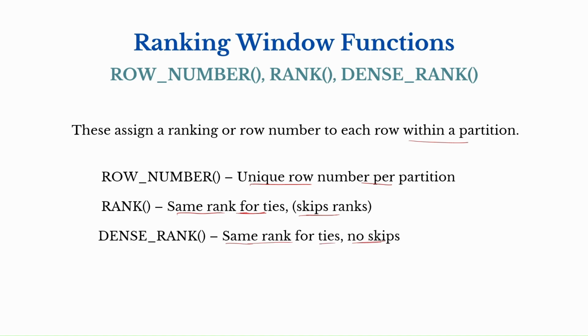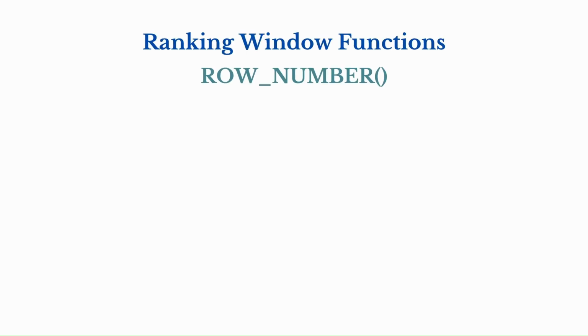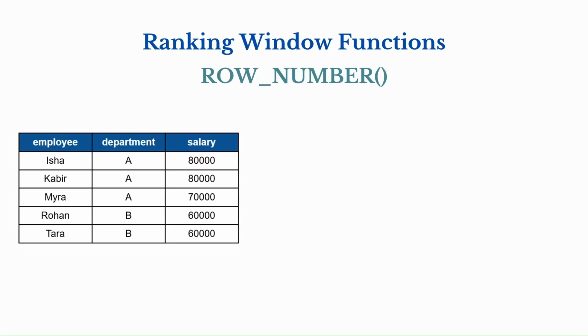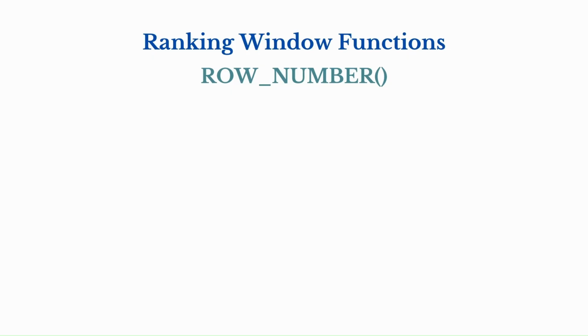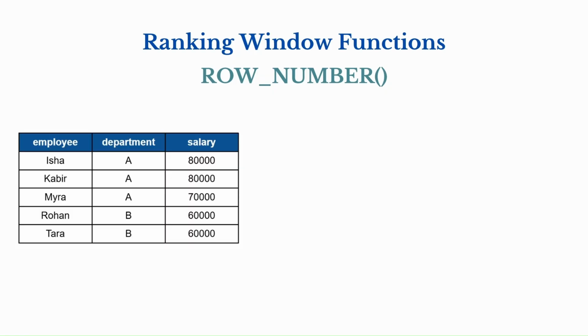Let's understand more about each of them using examples. So the first one is the row number window function. As we know, the row number window function gives unique rankings to each row within its partition, even if two rows have the same salary. So let's understand using an example.